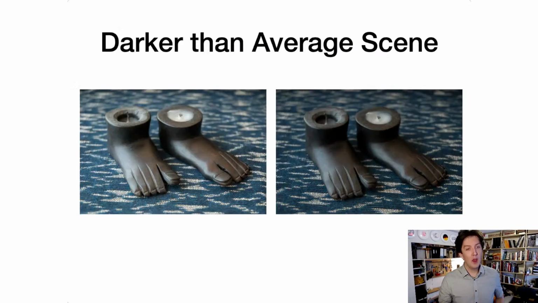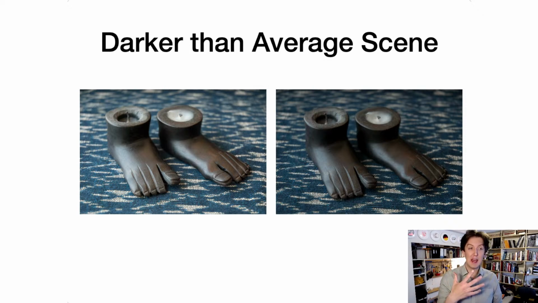Same thing goes for a darker than average scene. We've got a black candlestick holder, but again, the camera thought, oh my goodness, I need to really up this exposure because these are really black and dark and I need to get them to middle gray. So you can see we overexposed these feet and they don't have the kind of depth and inkiness that they actually do in real life. The actual correct exposure was -1.5 stops on our camera.